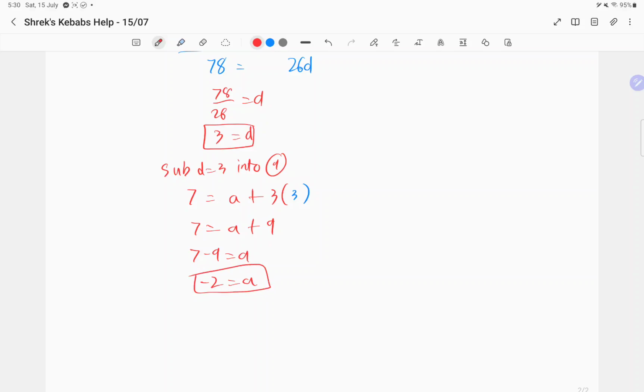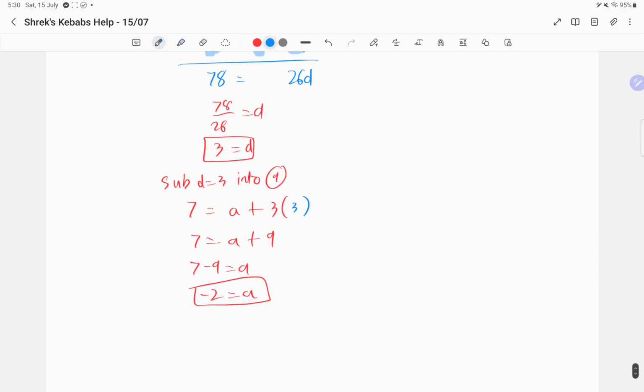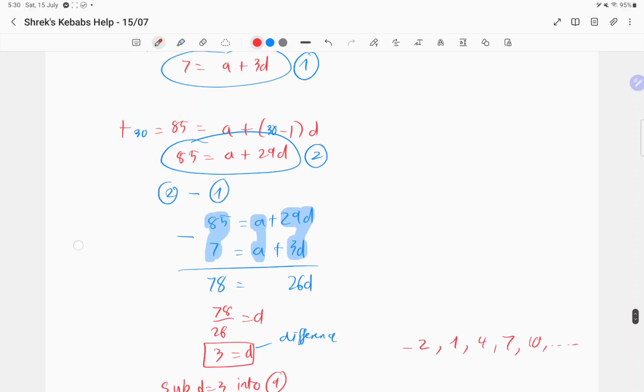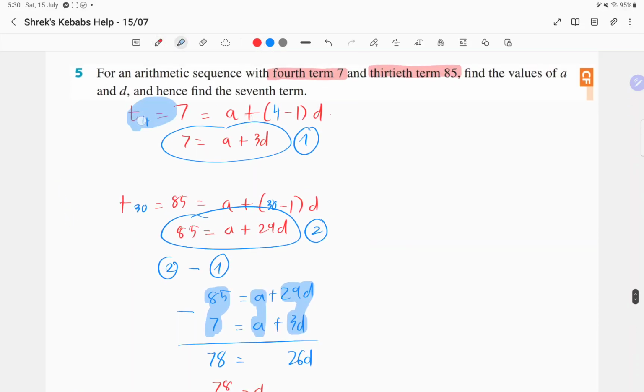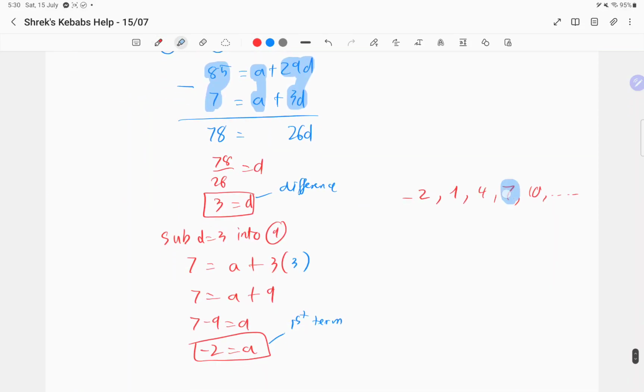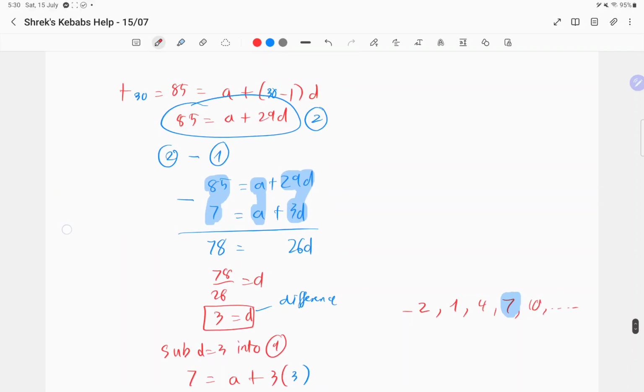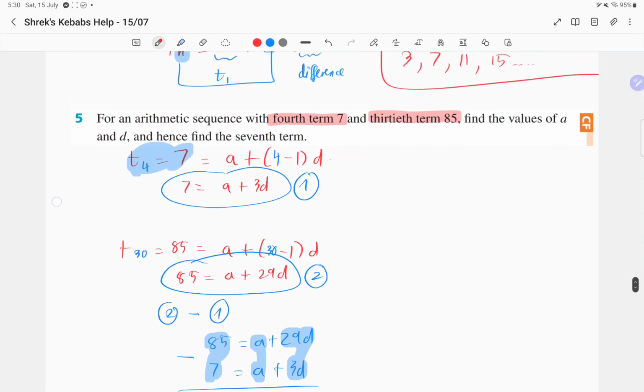So this arithmetic sequence is like saying, okay, remember A is the first term, and D is the difference. So the first term is negative 2, the difference is 3. So that would go negative 2, plus 3 is 1, plus 3 is 4, plus 3 is 7, and then 10, and then keep going. So that's why the fourth term is 7, right? 1, 2, 3, 4. The fourth term is 7. If you keep going, then you'll get the 30th term, which will be 85. So that's how you solve this one.